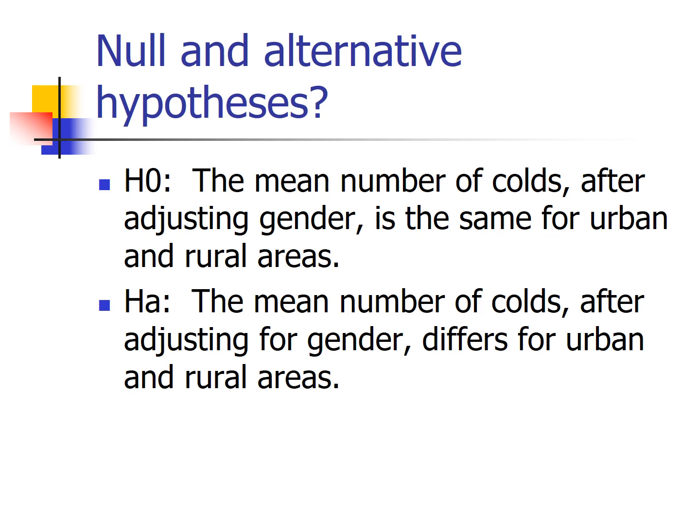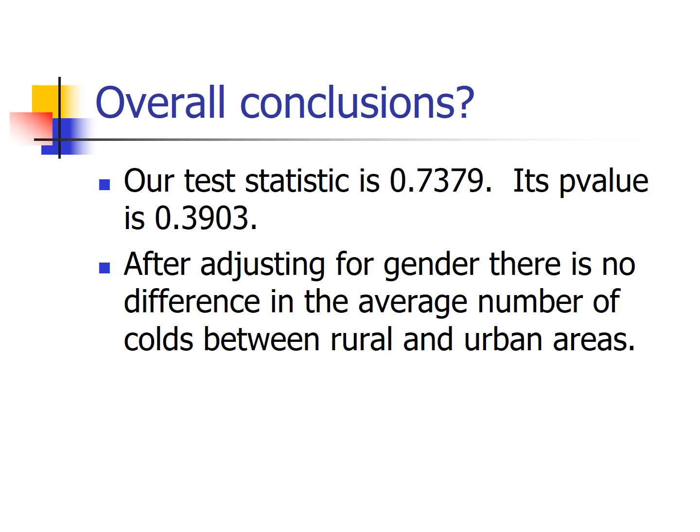So our null hypothesis is that the mean average number of colds, after adjusting for gender, is the same for urban and rural areas, and the alternative is that that mean number is different between the two. Almost like a generalized t-test in this case. We saw our test statistic was 0.7379. It had 1 degree of freedom, and its p-value was 0.3903. So we would say that after adjusting for gender, there is no significant difference in the average number of colds between rural and urban areas.